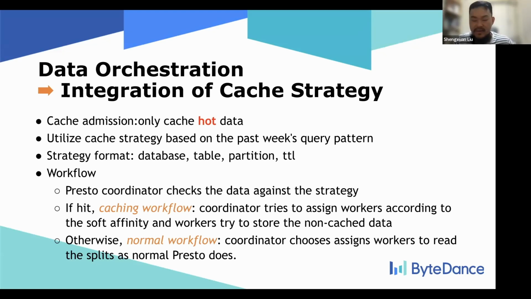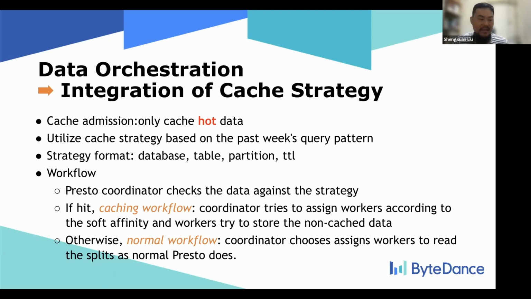And about the workflow, how we use this cache strategy. The Presto coordinator checks the data against the cache strategy. If there's a hit, it means that this data should be cached. It's in the strategy. Then we use the caching workflow, which is basically what I just described. The coordinator assigns the workers according to the soft affinity, and the workers try to store the non-cached data locally, right?